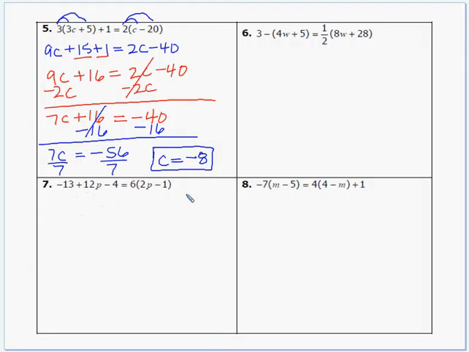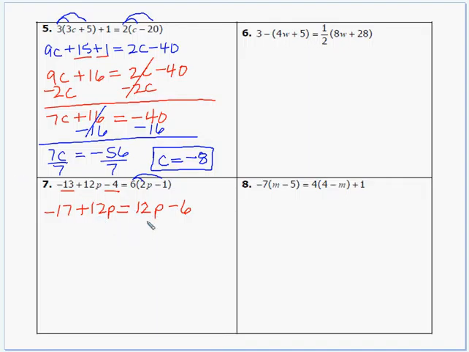So I'm going to kind of combine a couple of steps all at the same time. I know that I need to distribute here, but while I'm doing that, I'm also going to take a look at the left-hand side and see if there's anything that needs to combine together. I've got negative 13 plus 12p minus 4. And so my like terms on the left would be my negative 13 and my negative 4. When I add them together, I end up with negative 17 plus 12p. And this is going to equal 6 times 2p gives me 12p. And 6 times negative 1 is negative 6.